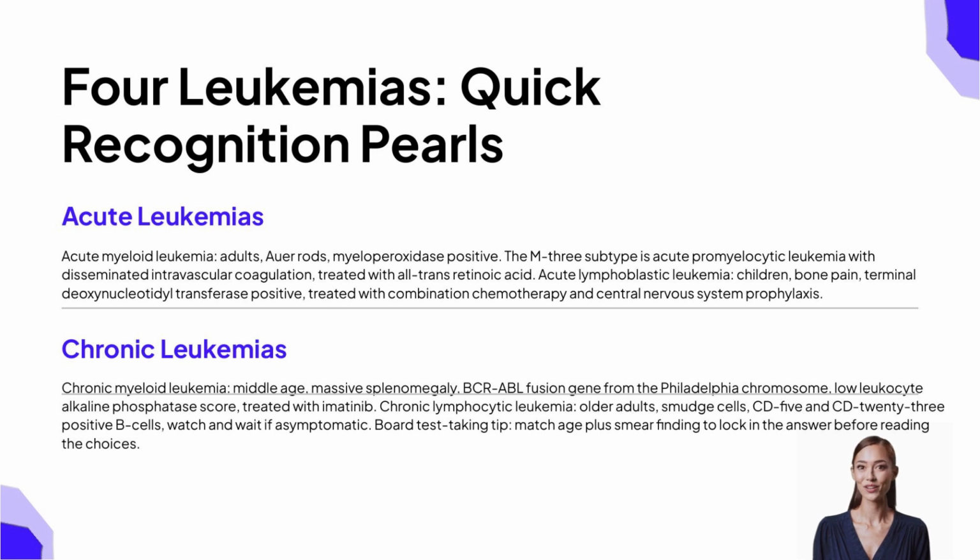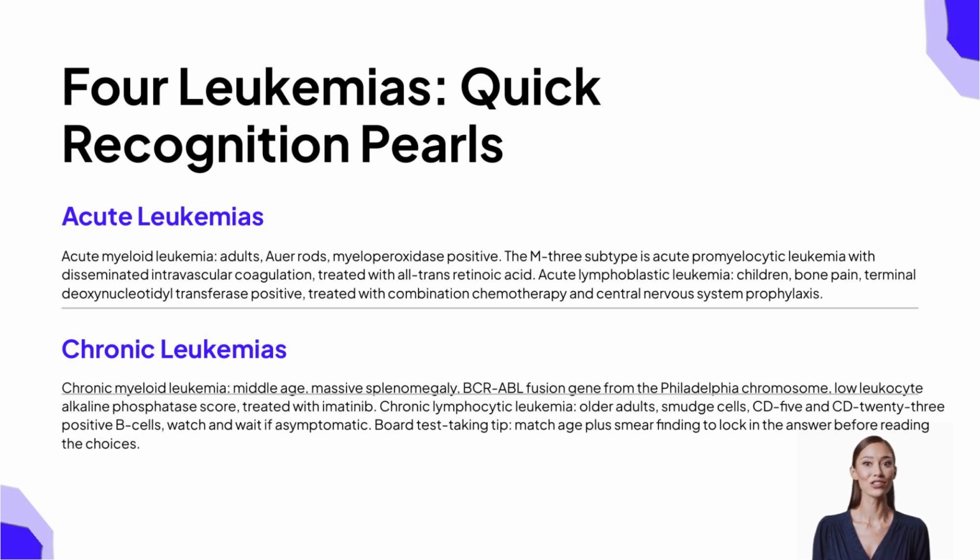Quick recognition pearls to lock these 4 leukemias in memory. Acute myeloid leukemia. Adults, Auer rods, myeloperoxidase positive. The M3 variant is acute promyelocytic leukemia with disseminated intravascular coagulation, treated with all-trans retinoic acid.